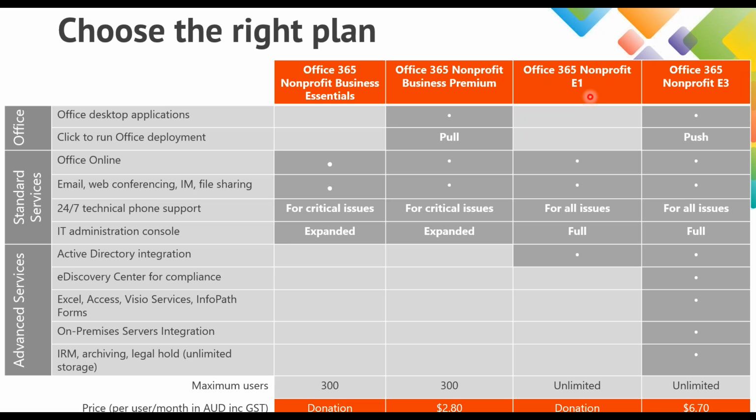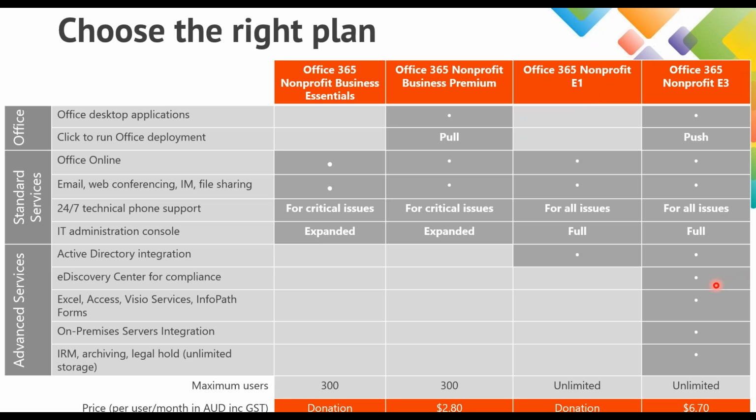So there are key differences between non-profit business essentials or non-profit business and non-profit enterprise. One of them is Active Directory integration. So if your organization uses Active Directory, needs Active Directory integration with Office 365, then you will need to use the enterprise range. There's also some other features as part of E3 that you may require in terms of being able to interact with an on-premise server, some email archiving features, a few different things.